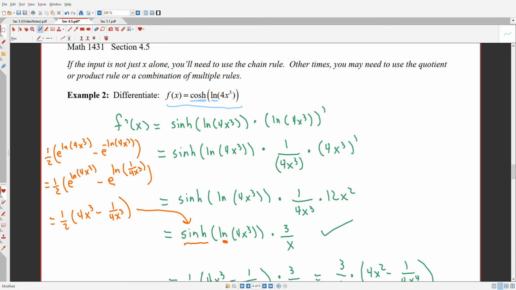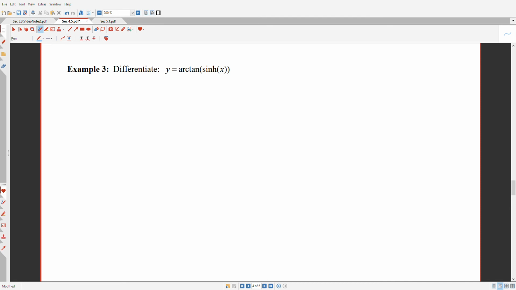Let's try this one. Oh dear gosh. Take a derivative of this weird composition of the arctangent of the hyperbolic sine of x. So this is actually a really good place where you might want to pause the video and give this example a shot yourself. And then resume the video to see how your work compares with my work. Okay, so I'm assuming you're ready for us to work through this together. And so the derivative here, let's call it dy dx.